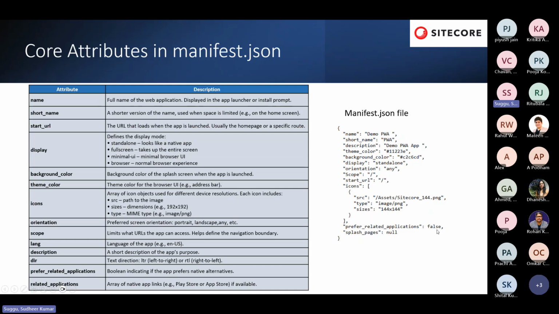If it is there, then it is true. If it is not there, then it is false. If it is there, then we can also provide that information for the Play Store or App Store, and the links can also be provided. But it's not mandatory. I have mentioned the sample file, so those are the attributes required for us to enable this on the site.